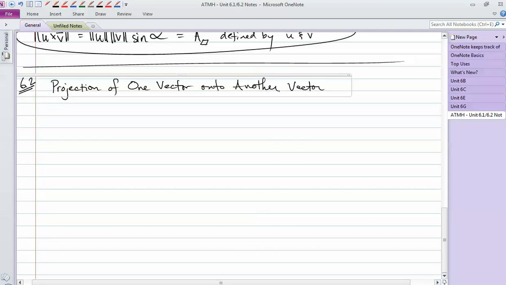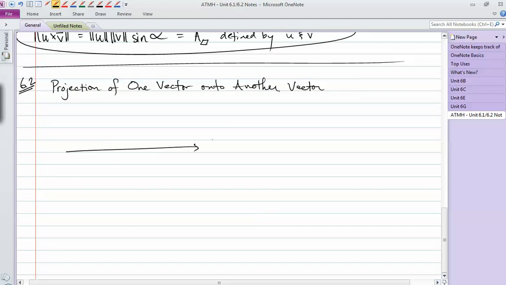So here's what I want to do. I'm going to draw two vectors. U will be the main vector. So there's u. Here's v, let's say, coming out like this. And the angle between them is alpha. And what I want to do is find something that's called the projection of v onto u.